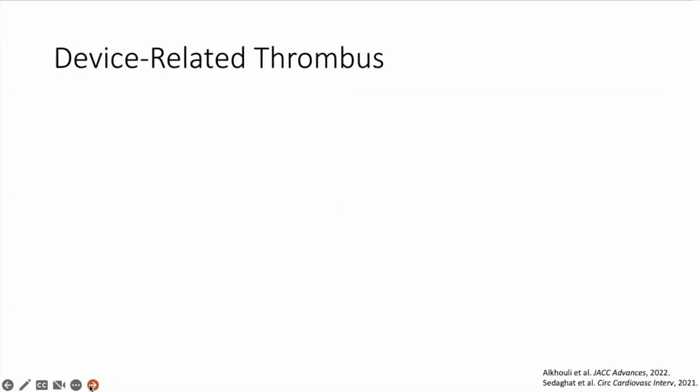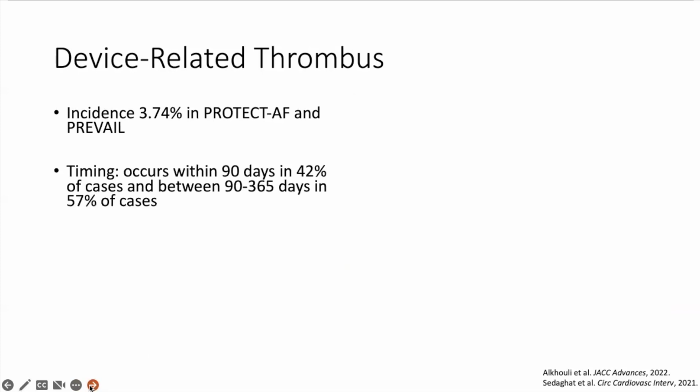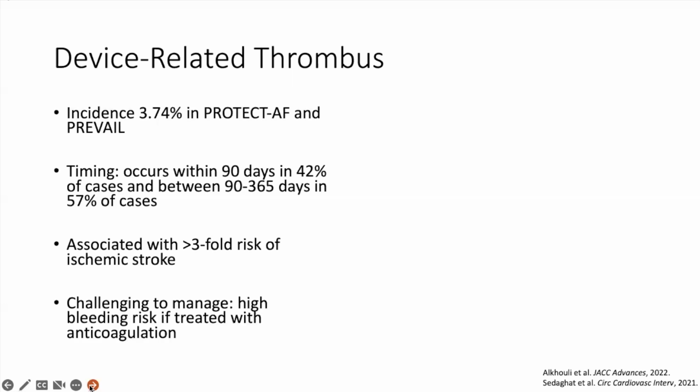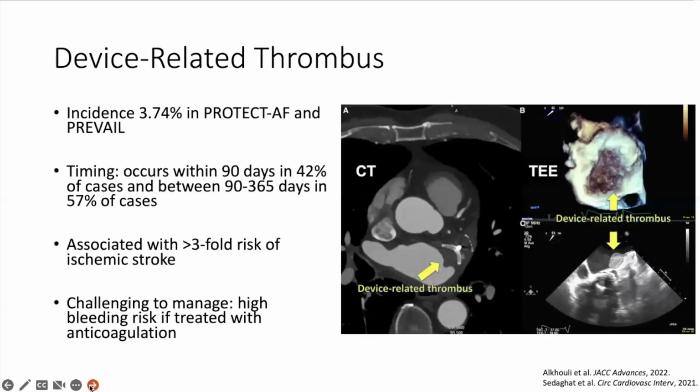So one of the important complications to look for is device-related thrombus. The incidence of this is about 3.7% based on the trial registry data, and it usually occurs within a year for 57% of the cases. So we'll pick up some of them at the 45-day TEE, but not all of them. It's associated with increased stroke risk, as you can imagine, and very tricky to manage because the patients that we're putting these in are at higher bleeding risk, so putting them on blood thinners can pose a challenge.